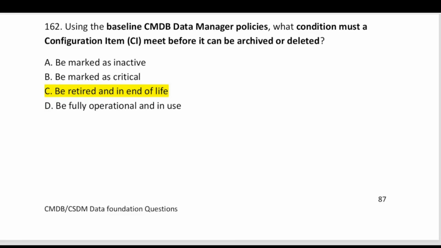Question is, using the baseline CMDB Data Manager policies, what condition must a configuration item (CI) meet before it can be archived or deleted? Option A, be marked as inactive. Option B, be marked as critical. Option C, be retired and in end of life. Option D, be fully operational and in use. Correct answer is option C.